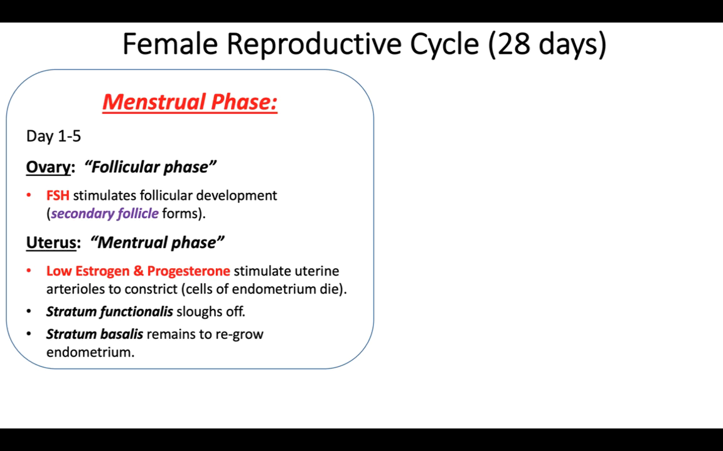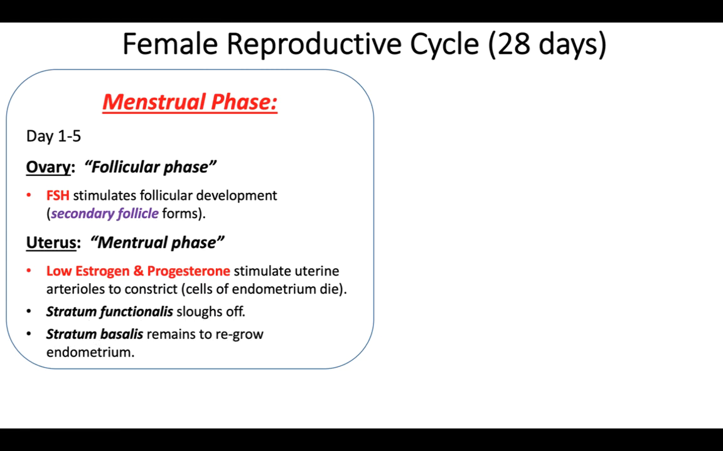What's going to be happening in the ovary? Well, we're going to start a follicular phase. So we're going to have FSH stimulating follicular development. And we'll probably get a secondary follicle forming during this menstrual phase. What's happening in the uterus? Low estrogen and low progesterone are going to stimulate the uterine arterioles to constrict. So basically, it closes off the blood flow to the endometrium. And the outer layer of the endometrium, known as the stratum functionalis, is what gets removed. That gets removed, and that's what menstruation is.